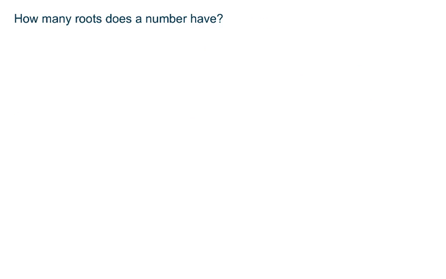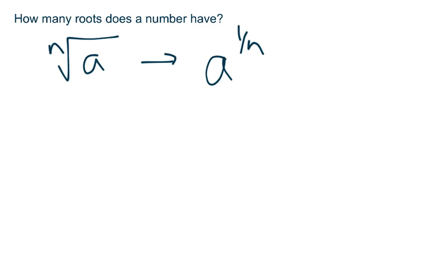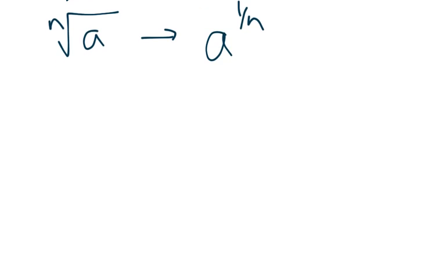New question: how many roots does a number have? So we're talking about the nth root of a, which again we could rewrite with an exponent, a to the 1 over n power. It really depends on two things. It depends on the number in the index, that nth root, whether it's cube root, square root, 4th root, 5th root, whatever, and it also depends on the number underneath.